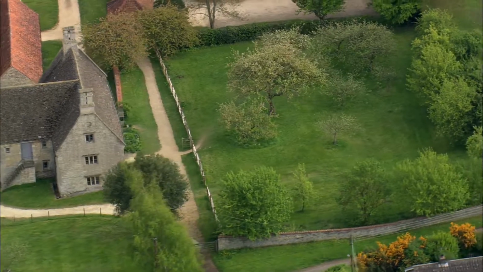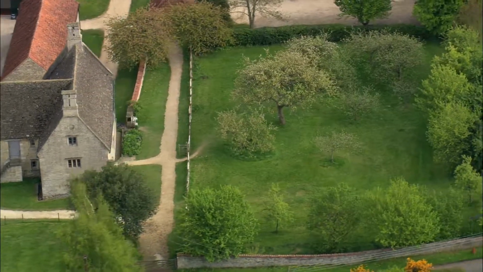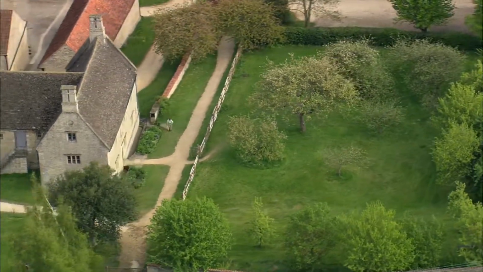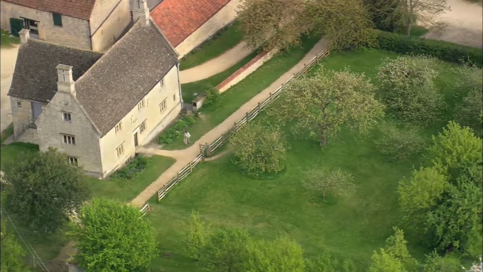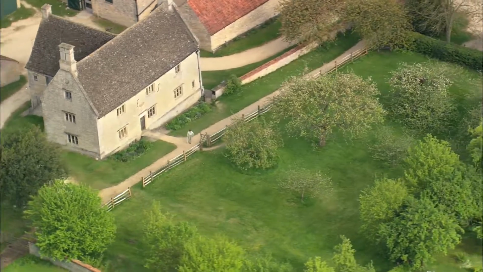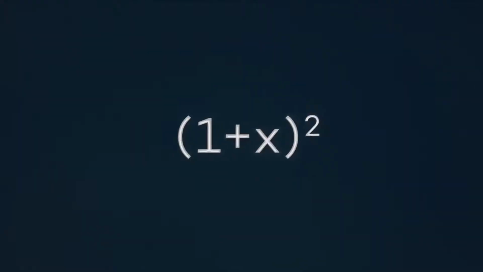And once Newton introduces his method, nobody is bisecting n-gons ever again. The year was 1666, and Newton was just 23 years old. He was quarantining at home due to an outbreak of bubonic plague. Newton was playing around with simple expressions like 1 plus x all squared.